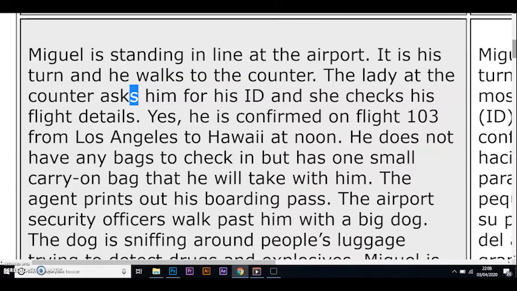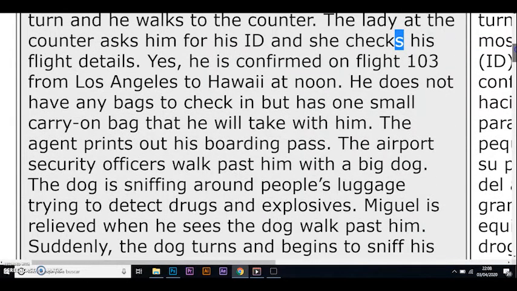checks his flight details. She checks his flight details, okay? "Checks" also has the S because it's the third person. Yes, he's confirmed on flight 103 from Los Angeles to Hawaii at noon.